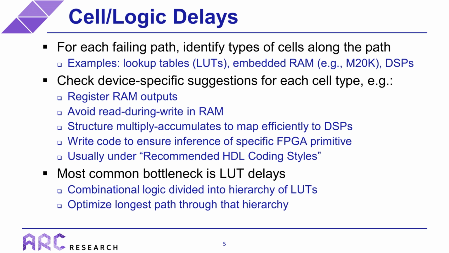So for each failing path, the first thing we'll do is identify the types of cells along that path and the corresponding delay of each cell, which I'll demonstrate in a later video, but that information is provided to you by the timing analyzer tool. So these delays will primarily consist of lookup tables, embedded memory delays, and DSP unit delays, depending on your exact circuit. But based on the FPGA you're using, if you have different types of resources, those delays from those resources may play a part in this.